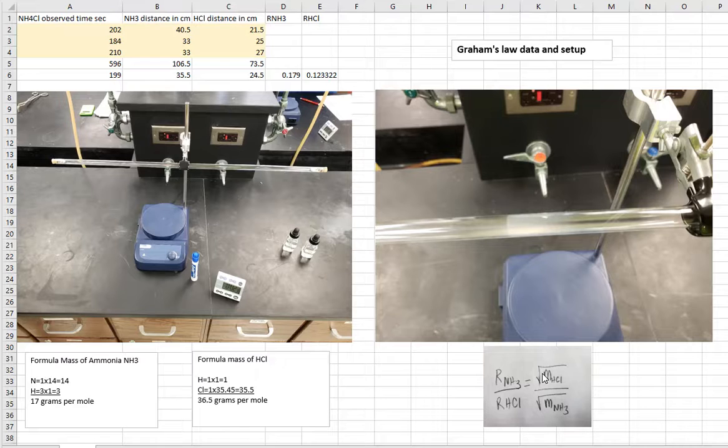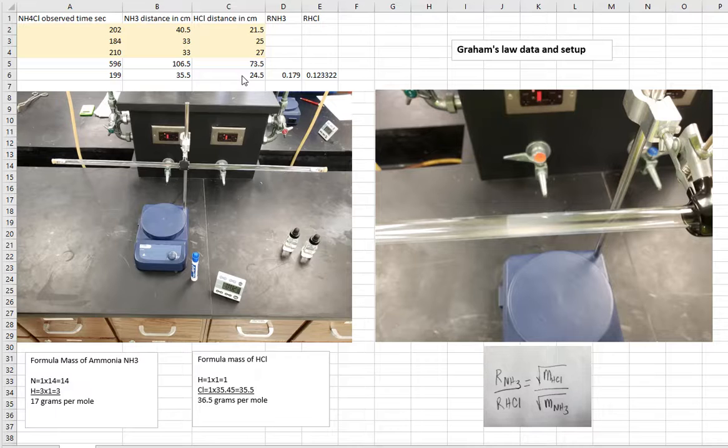And so what we did is we took concentrated hydrochloric acid and put it in the end of this tube on some cotton, and then concentrated ammonia in this one. And then over a lapsed time, we saw how these formed a precipitation reaction of ammonium chloride right here, and we tracked the distance traveled.